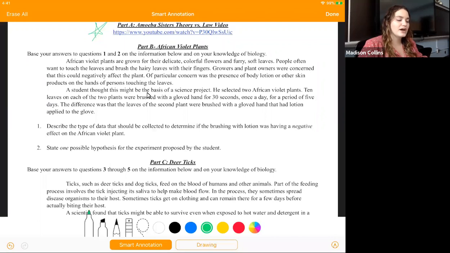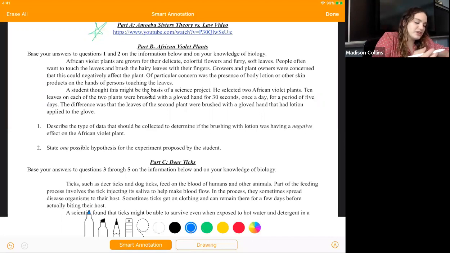He selected 2 African violet plants. 10 leaves of each of the 2 plants were brushed with a gloved hand for 30 seconds, once a day, for a period of 5 days. The difference was that the leaves of the second plant were brushed with a gloved hand that had lotion applied to the glove. The first question is, describe the type of data that should be collected to determine if the brushing with lotion was having a negative effect on the African violet plant.